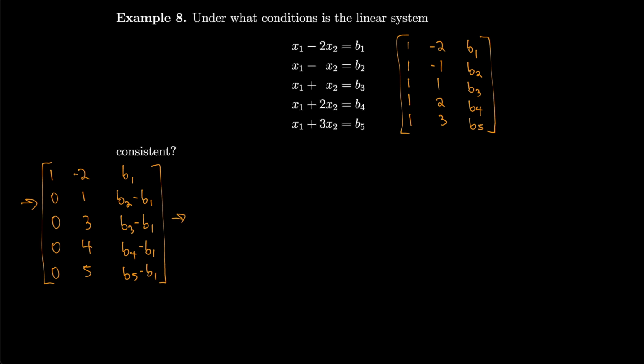Okay, let's keep going. I would like to get a leading one over there. I already have it. So let's get zeros above and below. My top row will become 1, 0, B1 plus 2, B2 minus B1, because I have to add 2 of this row over here to cancel it out. And I'll keep the 0, 1, B2 minus B1 row, because that row is already good. Then I have to get a 0 underneath, so I'll get 0, 0.